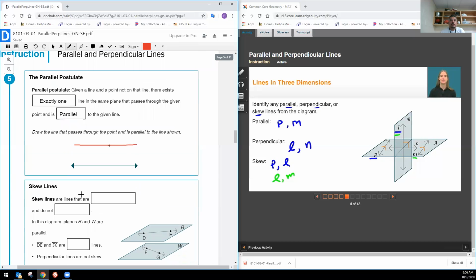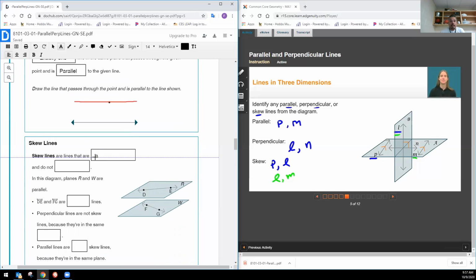So let's see, skew lines are lines that are non-coplanar and do not intersect. In this diagram are planes R and W. So what that basically means is, if you're looking at it on there, these are planes, and they just stay parallel to each other. You're not looking at two pieces that are side by side like this that are flat. You're actually looking at them like this. They're on top of each other. They're parallel to each other. So if you can visualize that, that's exactly what it is. Or think of two pieces of paper, one paper's here, one paper's on the bottom, and when you fold them over, they kind of just rotate around each other.